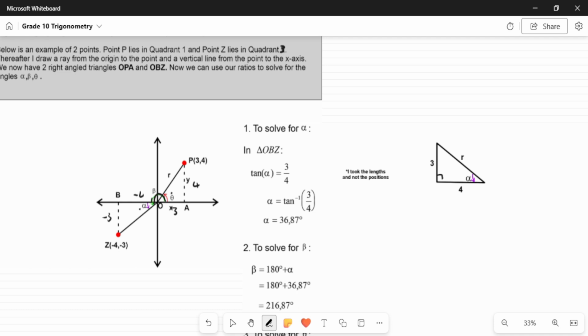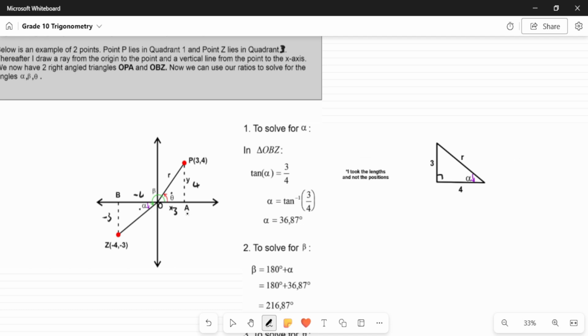Beta is a quadrant 3 angle, which is an angle in the standard position for this terminal ray here. Before I could calculate for beta, what did I calculate for? I calculated alpha. Think about that. Before I could calculate for beta, I calculated for alpha. But when I calculated for alpha, I did not take the position of the sides. I took the length of it, and I even stated it here for the reasons that I've already mentioned.